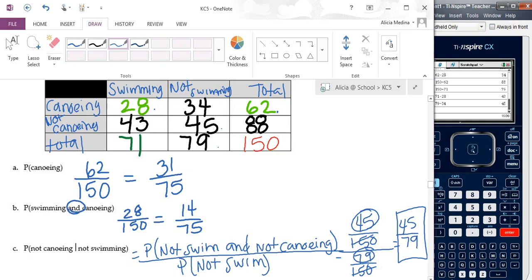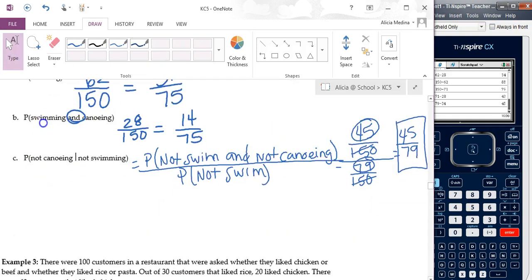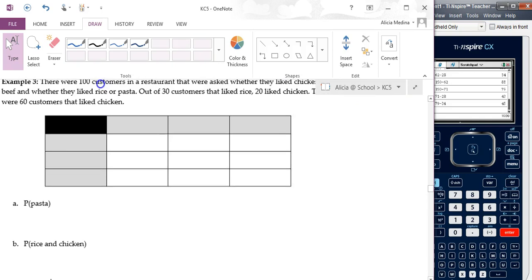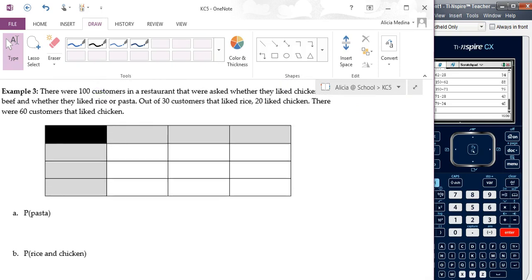Okay, let's go ahead and do example number 3. Example number 3, we are still making a two-way frequency table. Our scenario here is there are 100 customers in a restaurant that were asked whether they liked chicken or beef and whether they liked rice or pasta. Out of 30 customers that liked rice, 20 liked chicken. There were 60 customers that liked chicken.